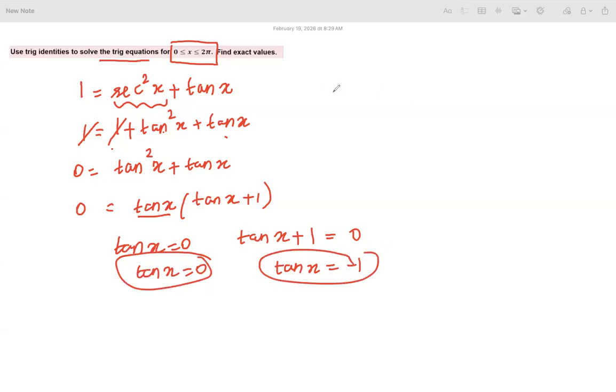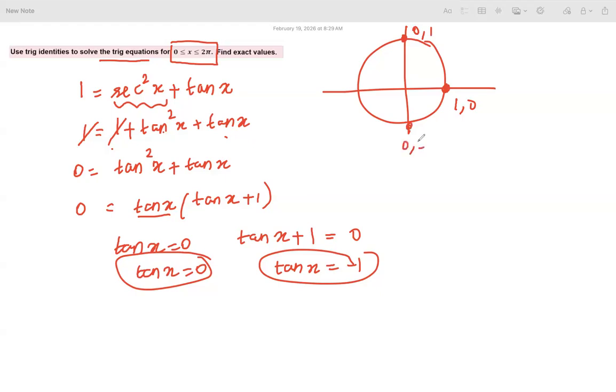Now go back to your unit circle. This is 1 comma 0, this is 0 comma 1, 0 comma minus 1, this is minus 1 comma 0. Where tan x equal to 0, guys, you are going to tell me where tan x is going to be 0.